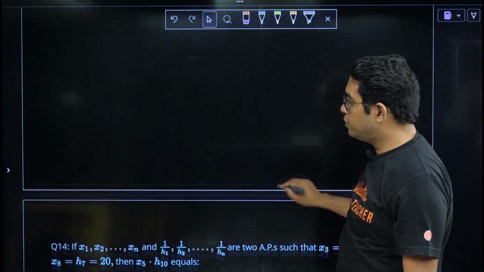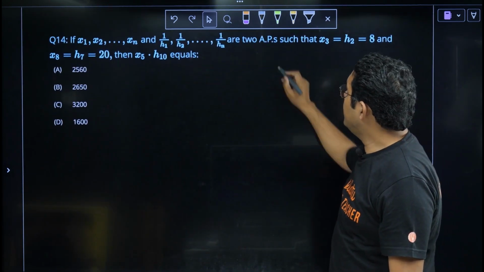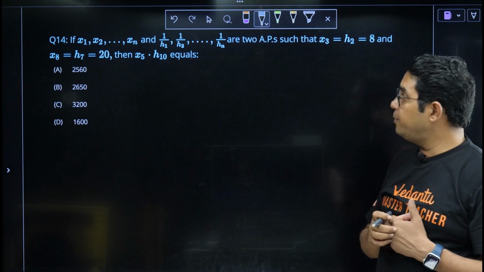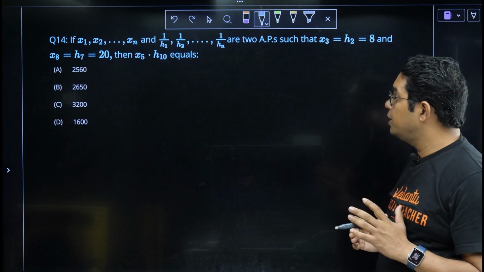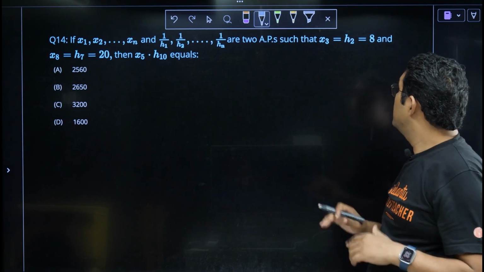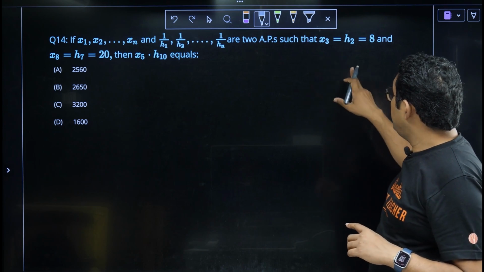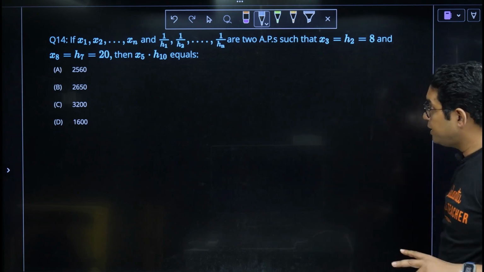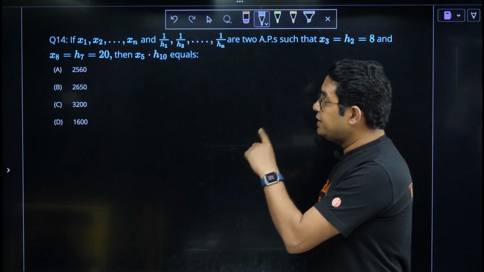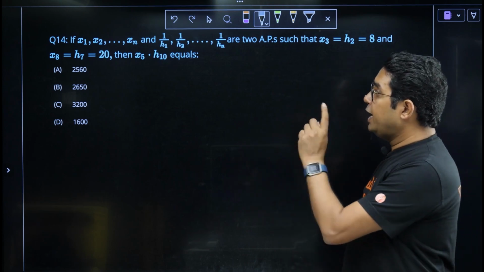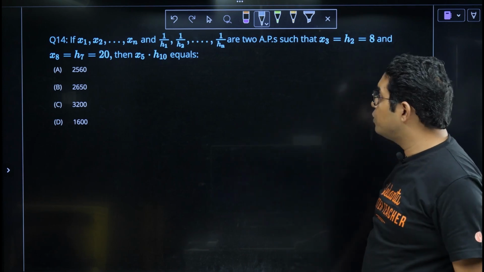Now coming to 14th question. Here we are given x1, x2, xn are AP. 1 upon h1, 1 upon h2 are also AP. So h1, h2, h3 are actually HP. And we are given x3 equal to h2 equal to 8, x8 is equal to h7 is equal to 20, and we have to find x5 into x10. Now please see how I am going to do this question.